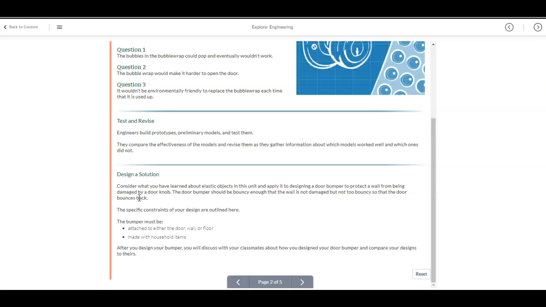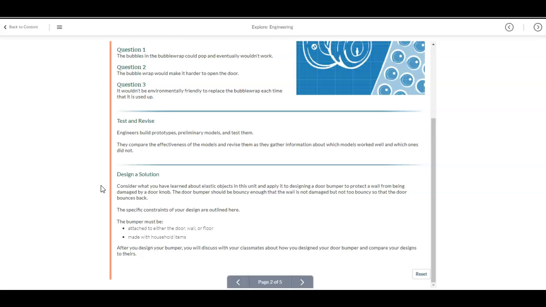So test and revise. Engineers build prototypes, preliminary models, and test them. They compare the effectiveness of the models and revise them as they gather information about which models worked well and which ones did not. Design a solution. Consider what you've learned about elastic objects in this unit and apply it by designing a door bumper to protect a wall from being damaged by a doorknob.